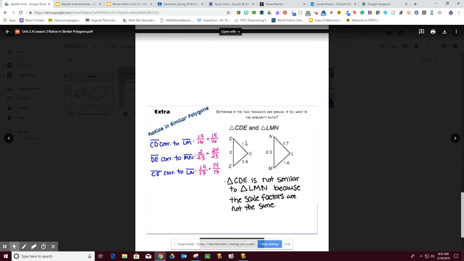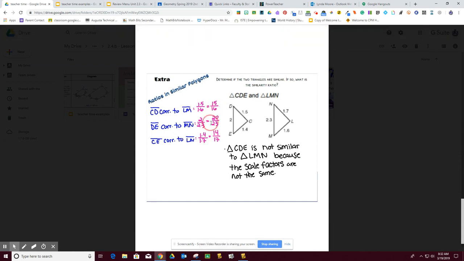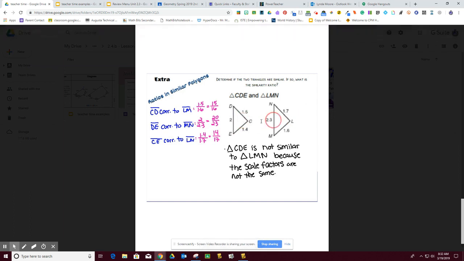And then the last question asks me the same thing, but this time when you look at your scale factors, they are not all reducing to the same. So these two triangles are not similar. Remember that the scale factor has to be the same for each side for it to be similar.